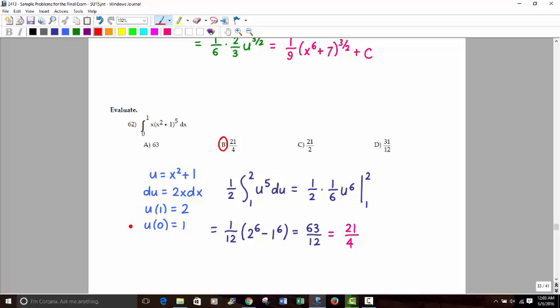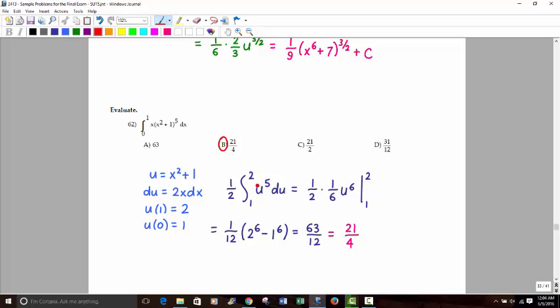Sometimes people will mess this up. They'll use u and then not change the limits, or vice versa. But if you put 1 in here, x squared plus 1, 1 squared plus 1 is 2, and 0 squared plus 1 is 1. So now I have 1/2 from 1 to 2, new limits, u to the 5th du. Never have to go back to x again.